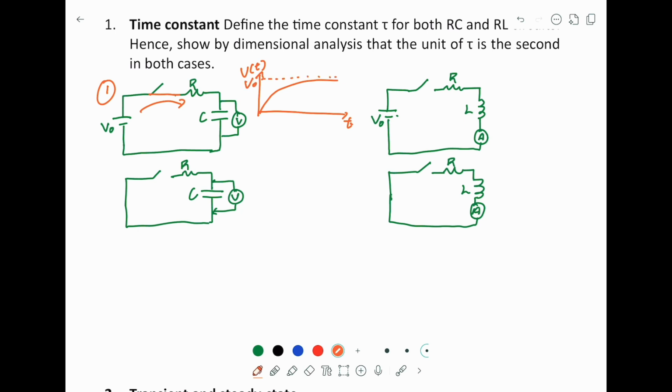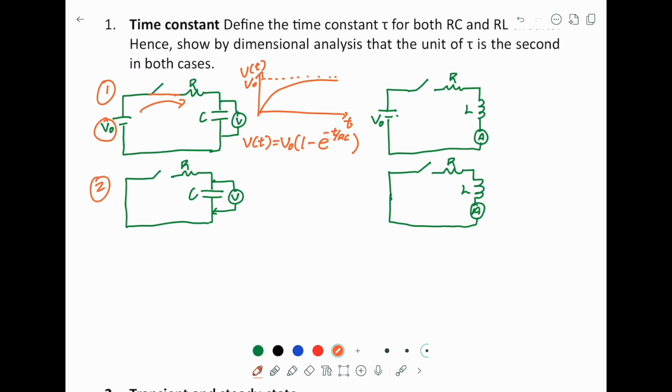And the equation is the voltage across the capacitor as a function of t is equal to V0, where V0 is the voltage of your DC source, times 1 minus exponential to the power of minus t over RC.